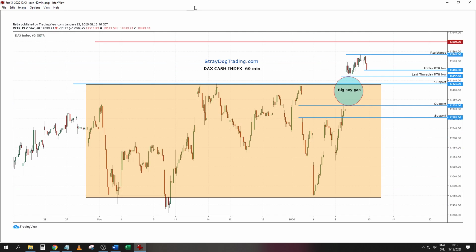This is the DAX cash index chart, 60-minute, with the support levels, and this level here was tested in the after hours, so after the RTH session was closed on Friday, and we had a good bounce from it, but it was never tested in the RTH session.